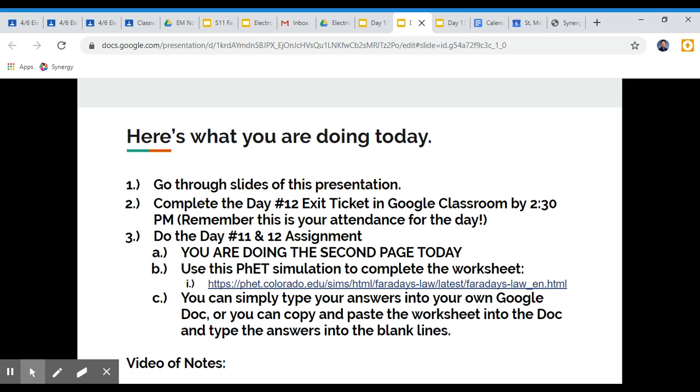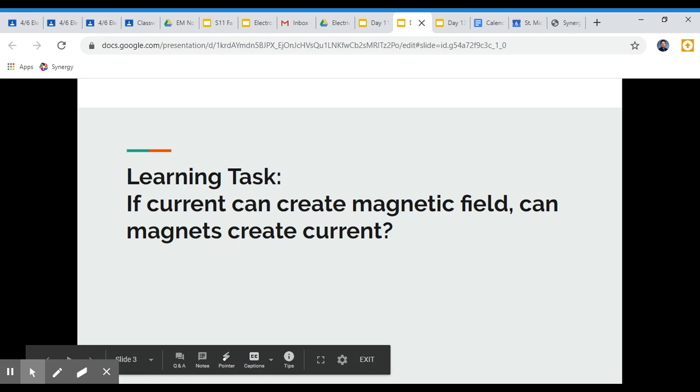So you can either just create your own Google Doc and just type in the answers if you want to, just do number 1 is this, 2 is this, 3 is this, 4 is this, or you can copy and paste the entire second page there. I'm not 100% sure how that would look, if everything would copy over with all the pictures in there and everything, but you can give it a try.